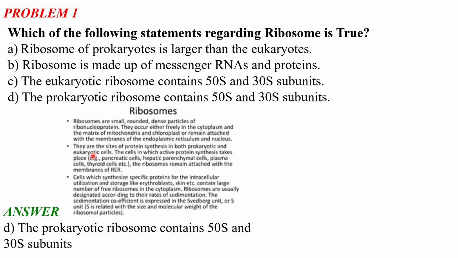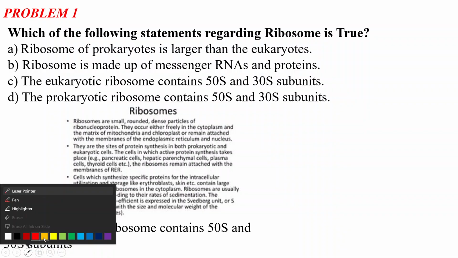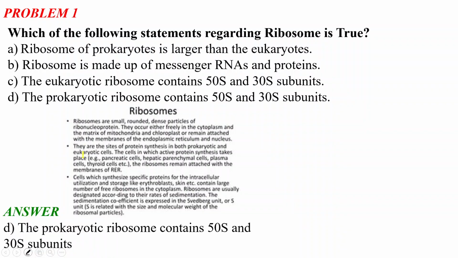First, let us understand what ribosomes are. Ribosomes are small, rounded, dense particles of ribonucleic protein. They occur either freely in the cytoplasm and the matrix of mitochondria and chloroplast, or remain attached with the membranes of the endoplasmic reticulum and nucleus. They are the sites for protein synthesis in both prokaryotic and eukaryotic cells. This is very important, which you need to remember.